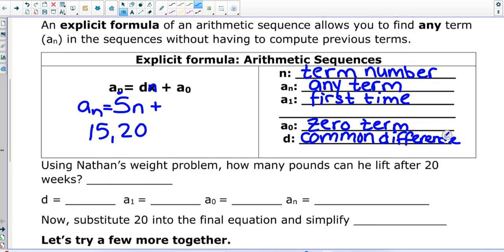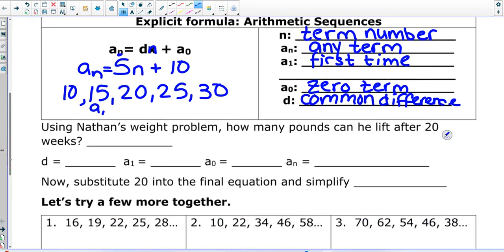But remember our list of terms up top. If this is my A1 term, I'm going to go backwards. Instead of adding 5, I'm going to go backwards. So 15 minus 5 is 10. So our A0 term is 10, okay? Go backwards.